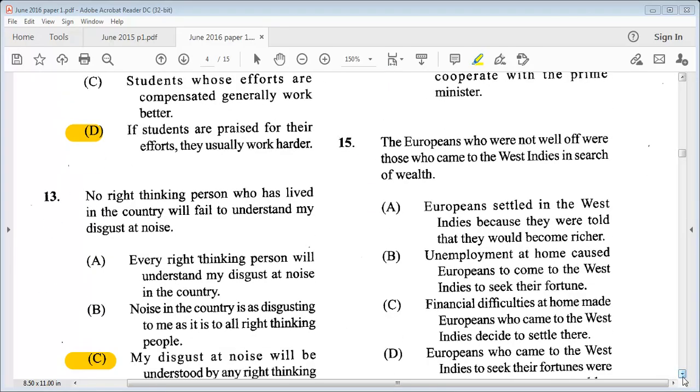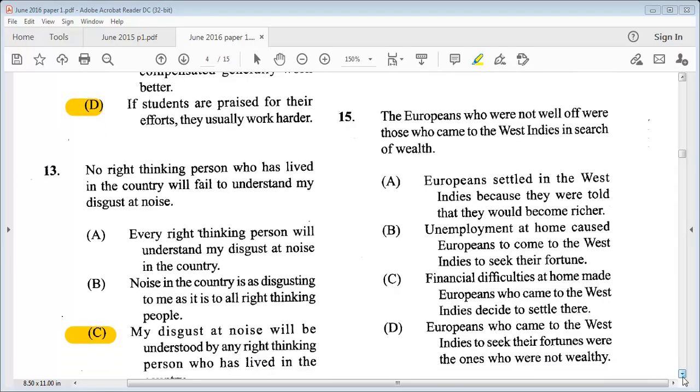It says the Europeans who were not well off were those who came to the West Indies in search of wealth. So our answer option would be D, that is nearest in meaning. Europeans who came to the West Indies to seek their fortunes were the ones who were not wealthy. D.